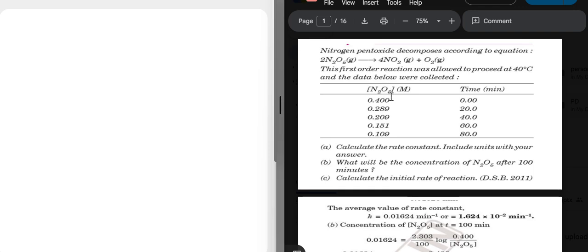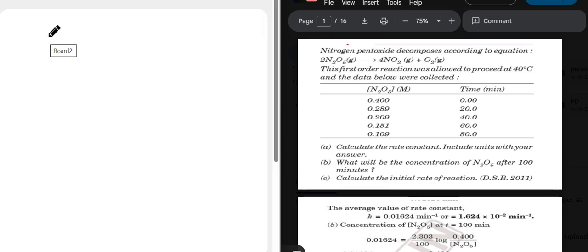So don't panic with the table and all. Look at the table clearly, then you will understand what it is. Time is given, corresponding concentration is given. So at 0 time, the concentration given is 0.400, so that we can take it as R0 value, because it is the concentration at time t is equal to 0. Then different time intervals and different concentrations are given.